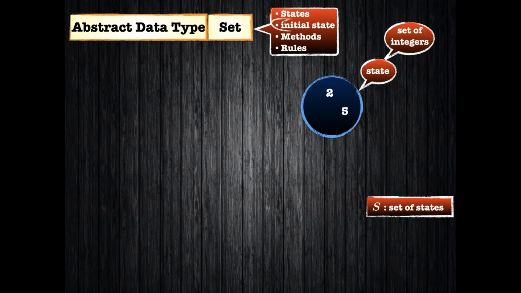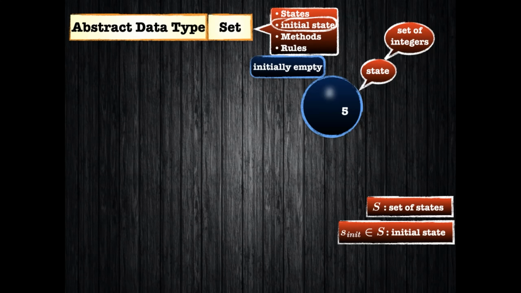Now we define the initial state, as you see here. The initial state is one of the states, a particular state, which you call the initial state, which for this abstract data type, we take to be the empty set. So initially, the set is empty. Again, a set of states, each state is a set of integers. The initial state is one particular state, namely the one in which the set is empty.